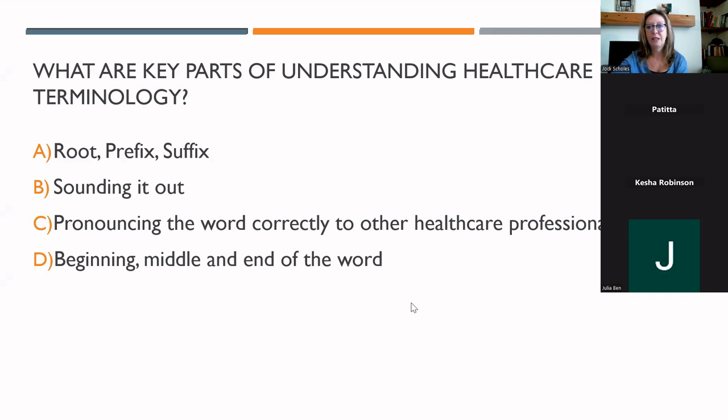All right. Let's get rid of one wrong answer. Sounding it out doesn't matter. And best answer, boom. What we've been talking about: the root, the prefix, and the suffix. Given that your word is a medical term, because we've got healthcare terminology and medical terminology, they sometimes get called the same thing. But given that your terminology is long and it has those things, that's the best way to figure it out. Next question.